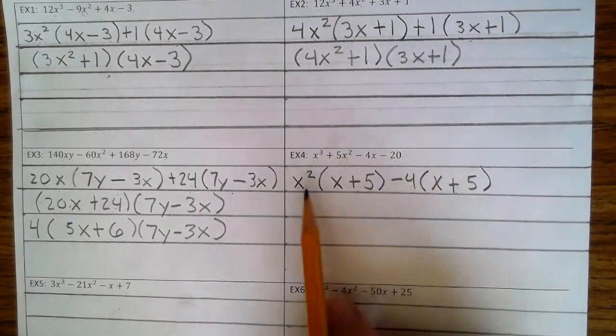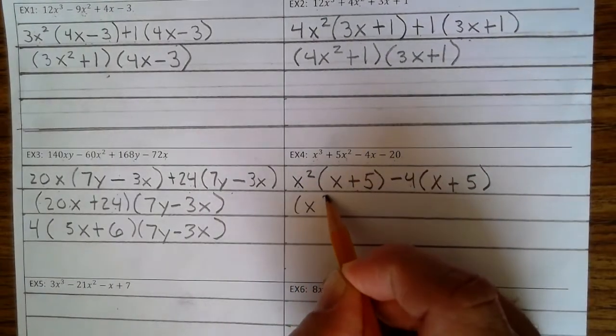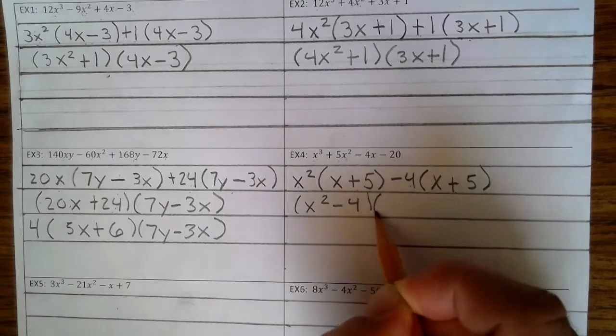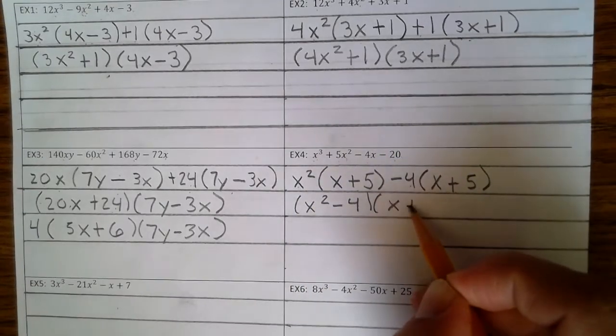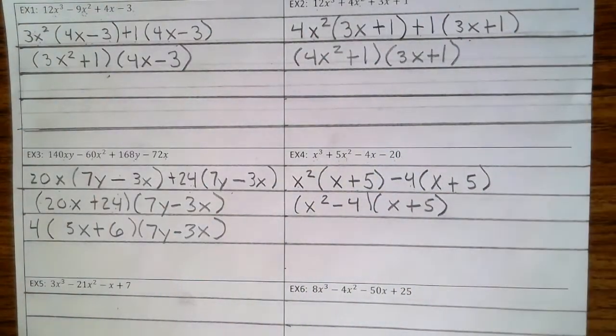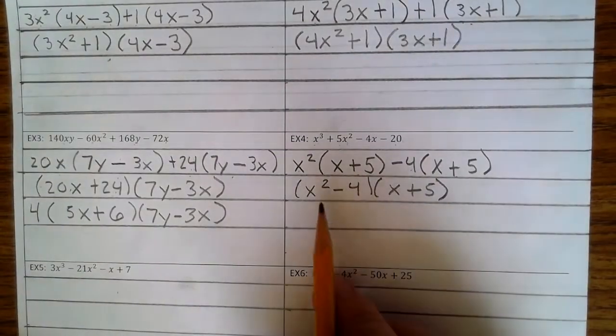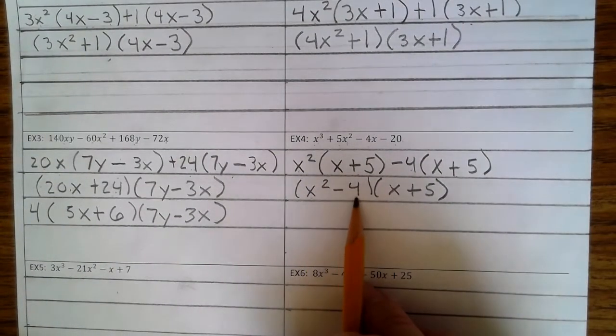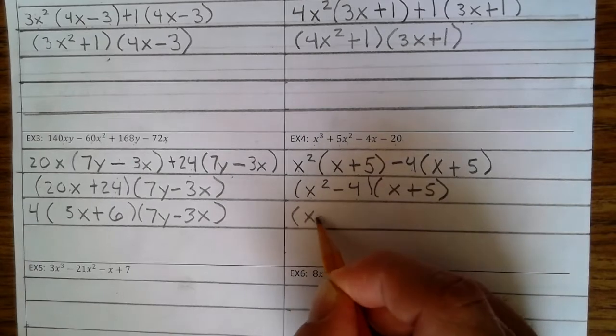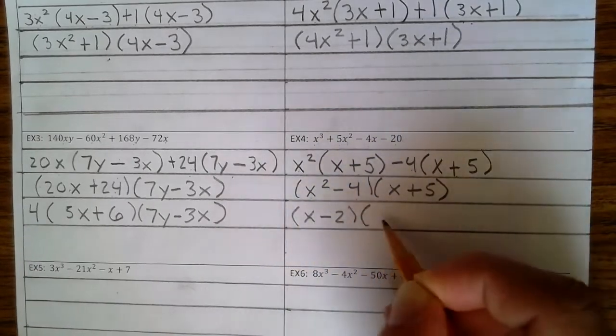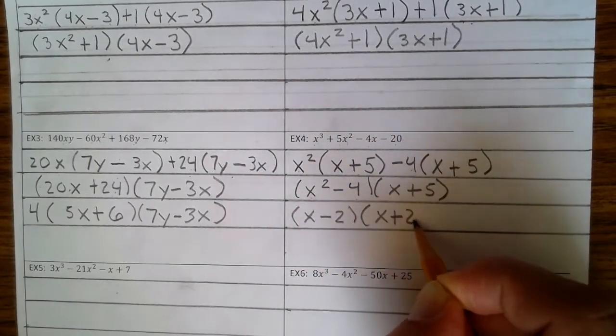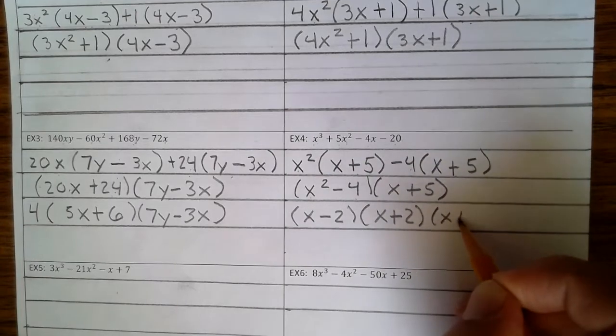These are the same, so we can group these together. So that's x squared minus 4 times x plus 5. Now, this is a special case, and that's a difference of squares. So that factors out to be x minus 2 times x plus 2 times x plus 5.